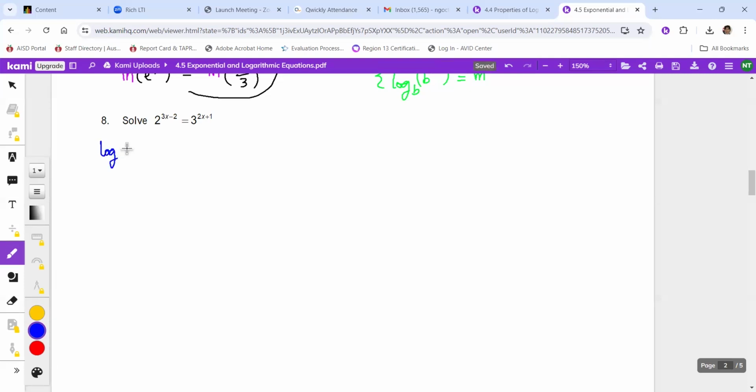Again, base 10, we don't have to write this, but we have to know that the base is 10. So what it means, this is log base 10 of 2 to the power 3x minus 2 equals log base 10 of 3 to the power 2x plus 1.